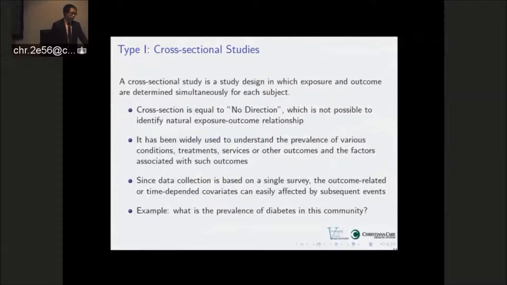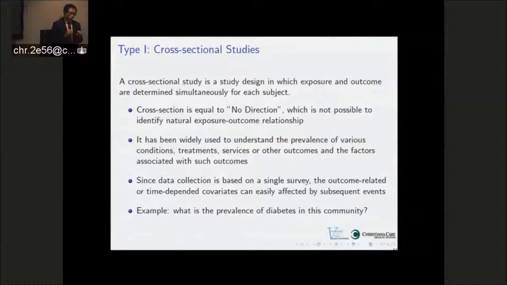So the first type is cross-sectional studies. A cross-sectional study is a study design in which exposure and outcomes are determined simultaneously for each subject. Which means we collect all the data through a single survey. There's no follow-up, recall, or interview for past information, and so on.